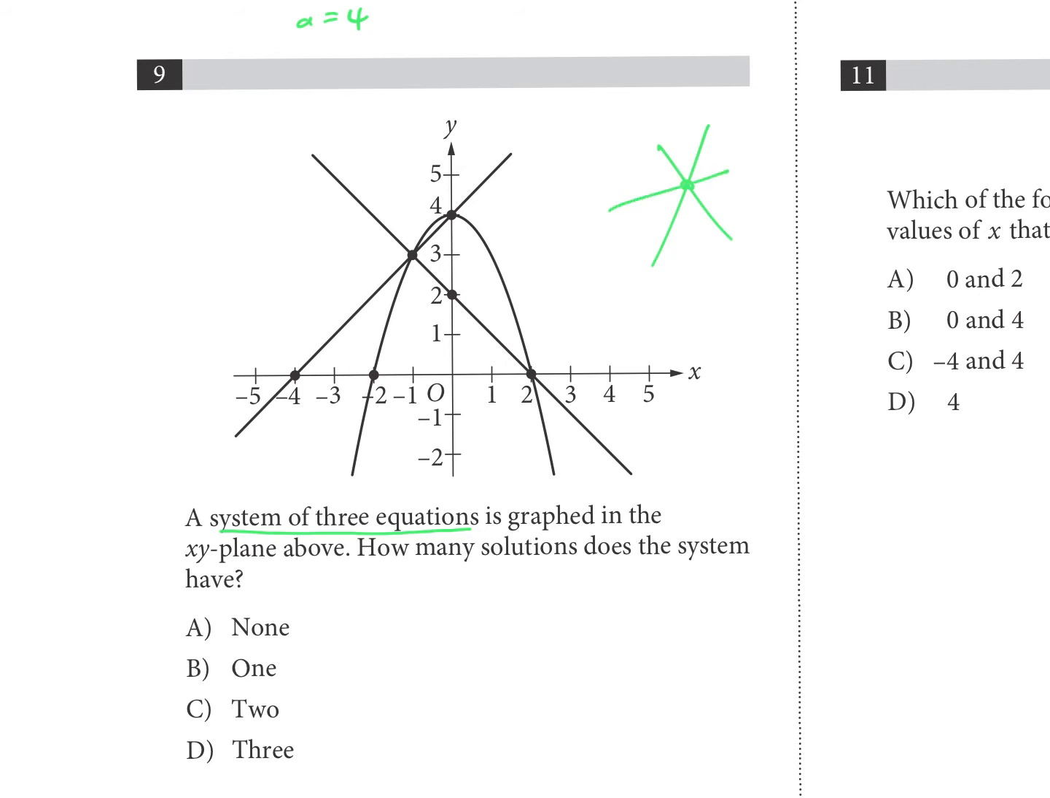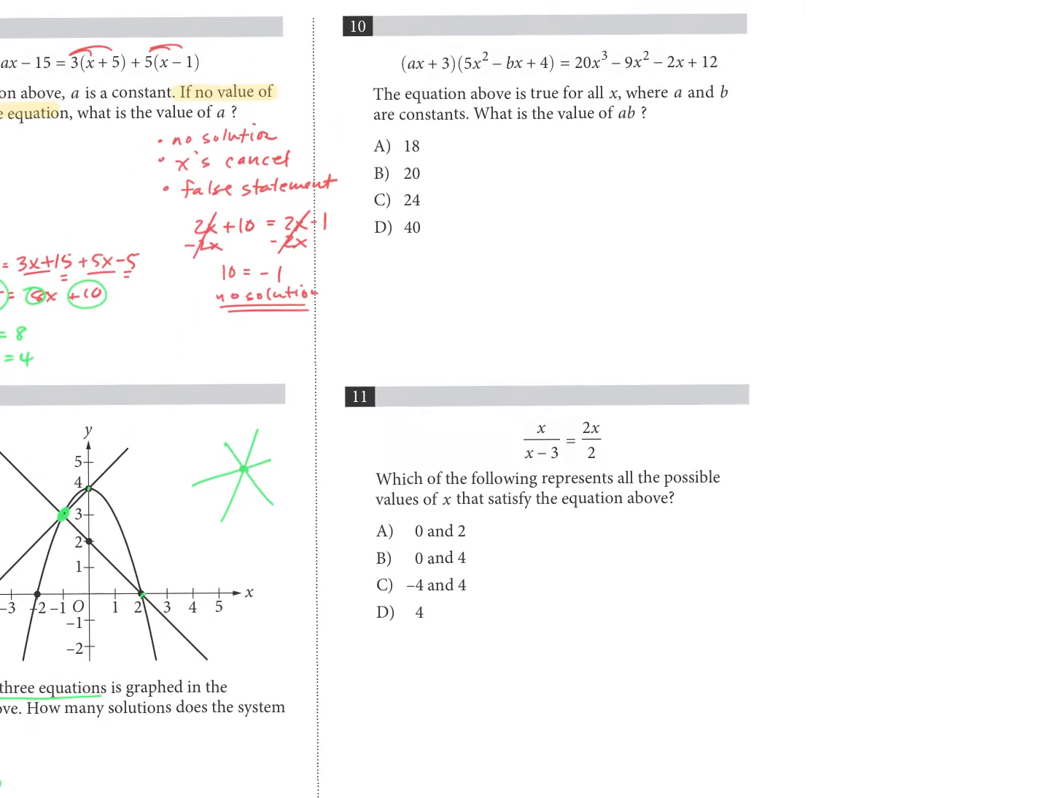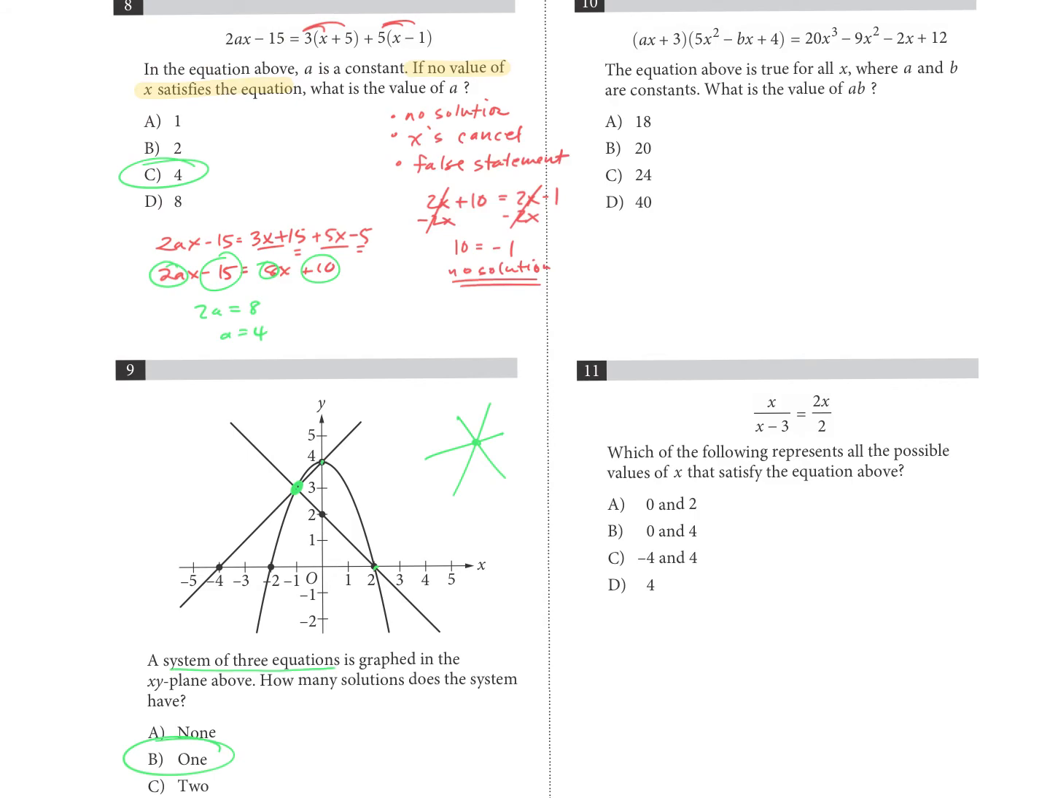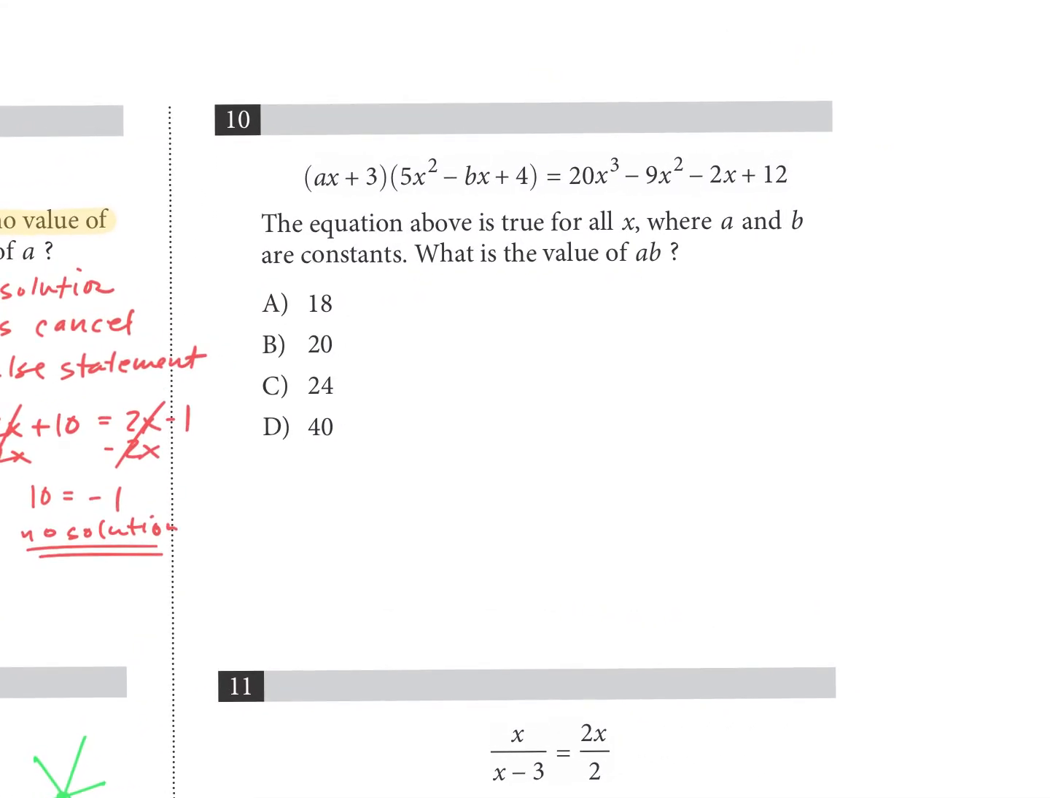So the only place where all 3 of these graphs intersect is right here. So the answer to the question is there's only one place where all 3 graphs intersect. I could see that 2 of the graphs intersect here, and 2 of the graphs intersect here. The only place that all 3 intersect is at that point. It looks like negative 1, 3, but it doesn't really matter where the point is. The question was just how many solutions. 1 is the answer.